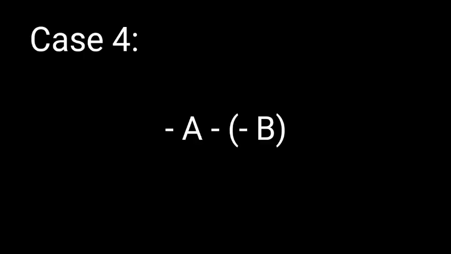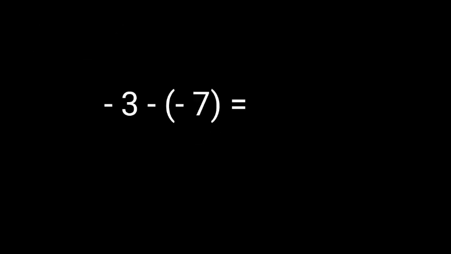Let's have the last case, case 4. Subtracting two negative integers. Negative 3 minus negative 7. To solve this, let's copy negative 3, then negative times negative is equal to positive. So we got a plus sign. Copy the 7. Now we have addition.